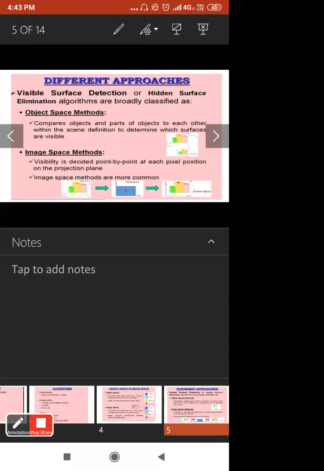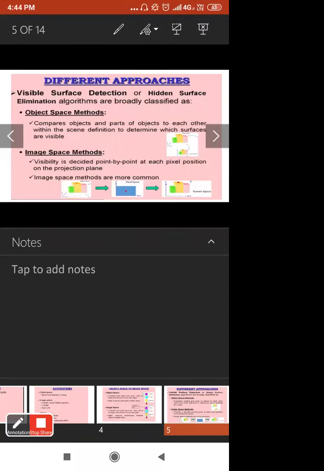So as I have told you some time before, the names are different but the meaning is the same. So what are the different approaches while looking towards the same point of hidden surfaces? These different approaches, the visible surface detection or hidden surface elimination algorithms, are broadly classified as object space methods and image space methods.